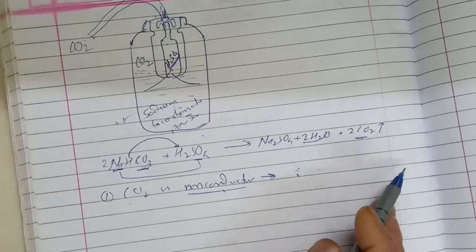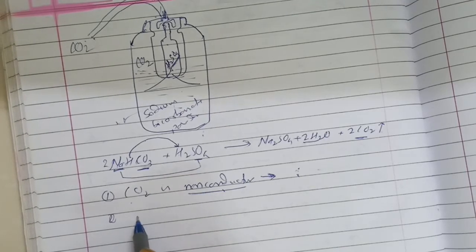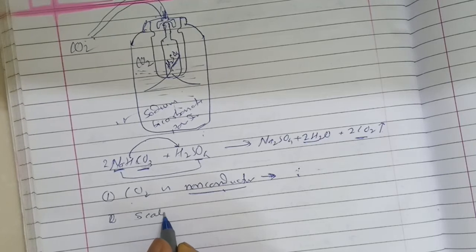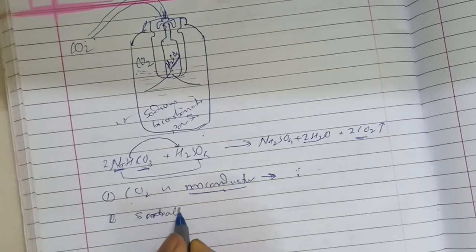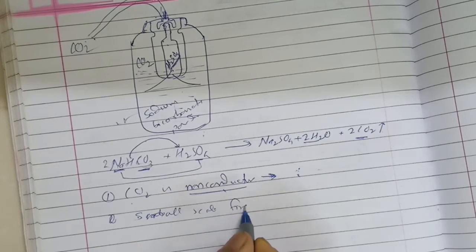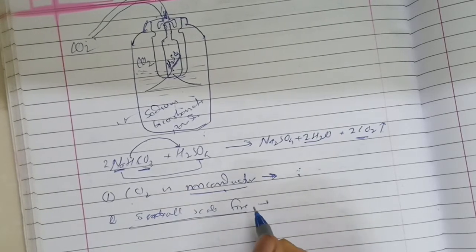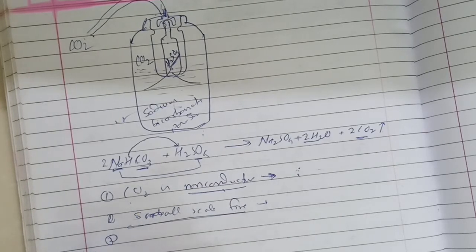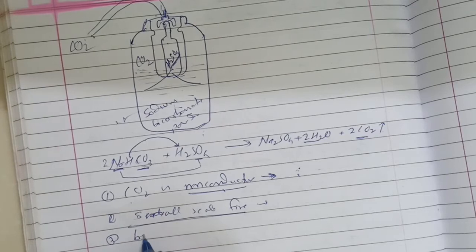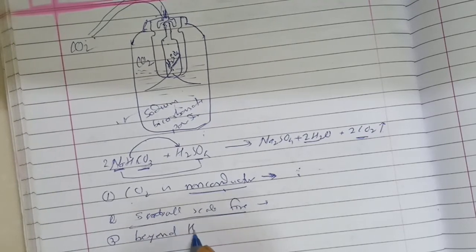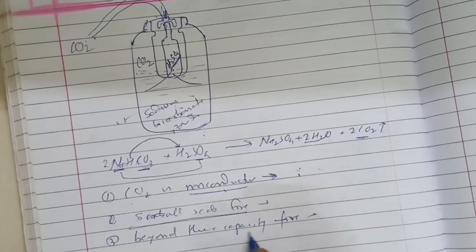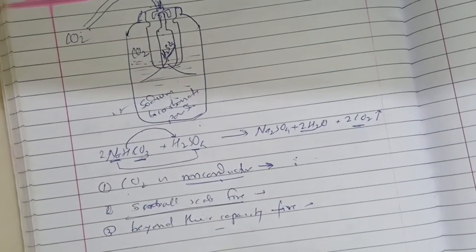Okay, then the CO2 based carbon dioxide extinguisher is also used to extinguish small scale fire. Sometimes it can also be used to extinguish fire beyond their capacity. Fire can be extinguished by using this cylinder.